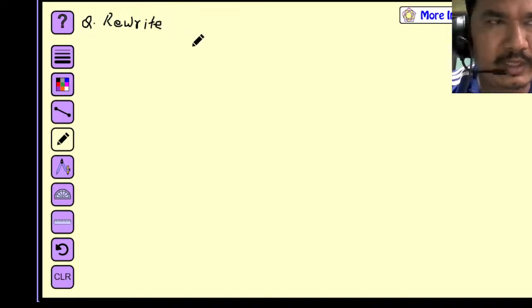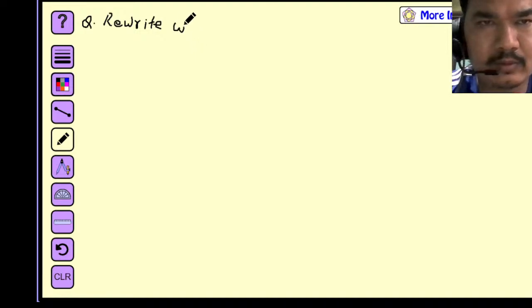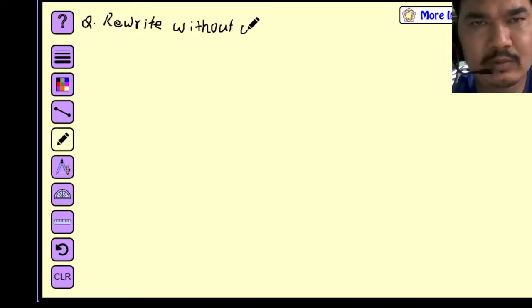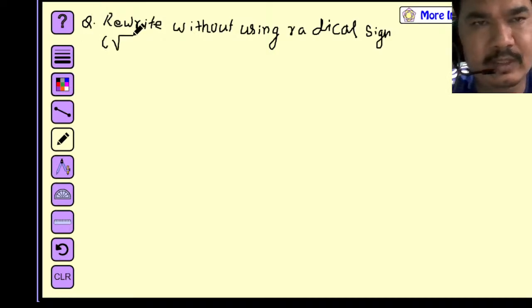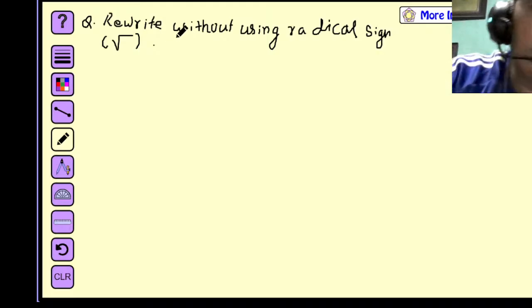Rewrite without using radical symbol, okay. Radical means the square root symbol. Without using radical sign, okay. This radical sign is the symbol of the root. If the question is given like this, what will you do?